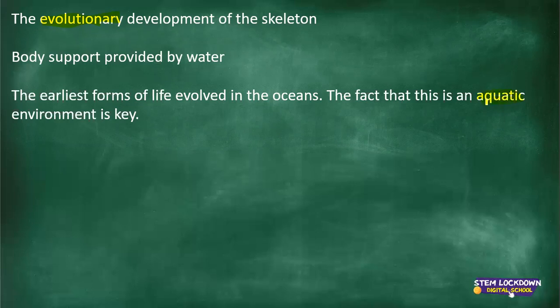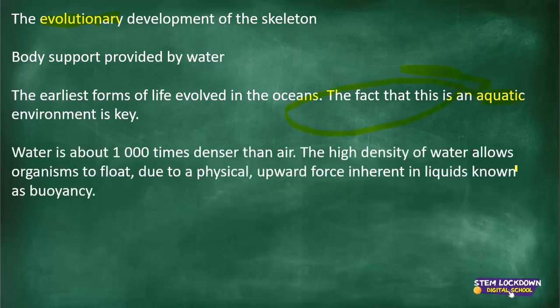So this was the very, very beginning. Know about water. It is about 1,000 times denser than air. You get that? The high density of water allows organisms to float due to a physical upward force inherent in liquids known as buoyancy. So because of the buoyancy, organisms or things in the water would most likely float. It allows them to float.